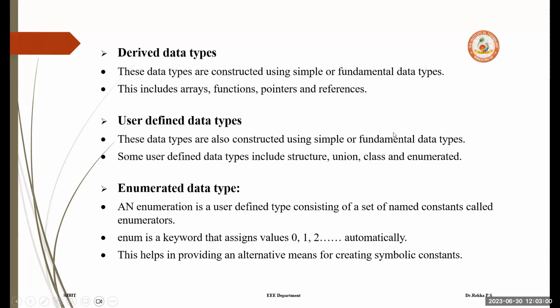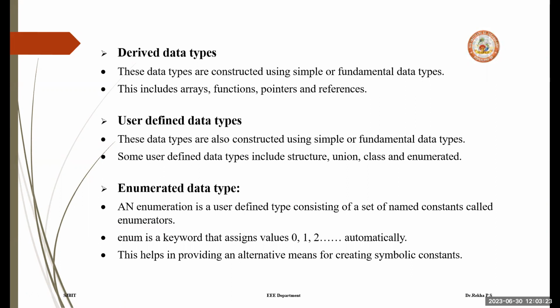So derived data types. These data types are constructed using simple or fundamental data types. This includes arrays, functions, pointers, and references. User-defined data types are also constructed using simple or fundamental data types. Some user-defined data types include structure, union, and class, which I have discussed already.